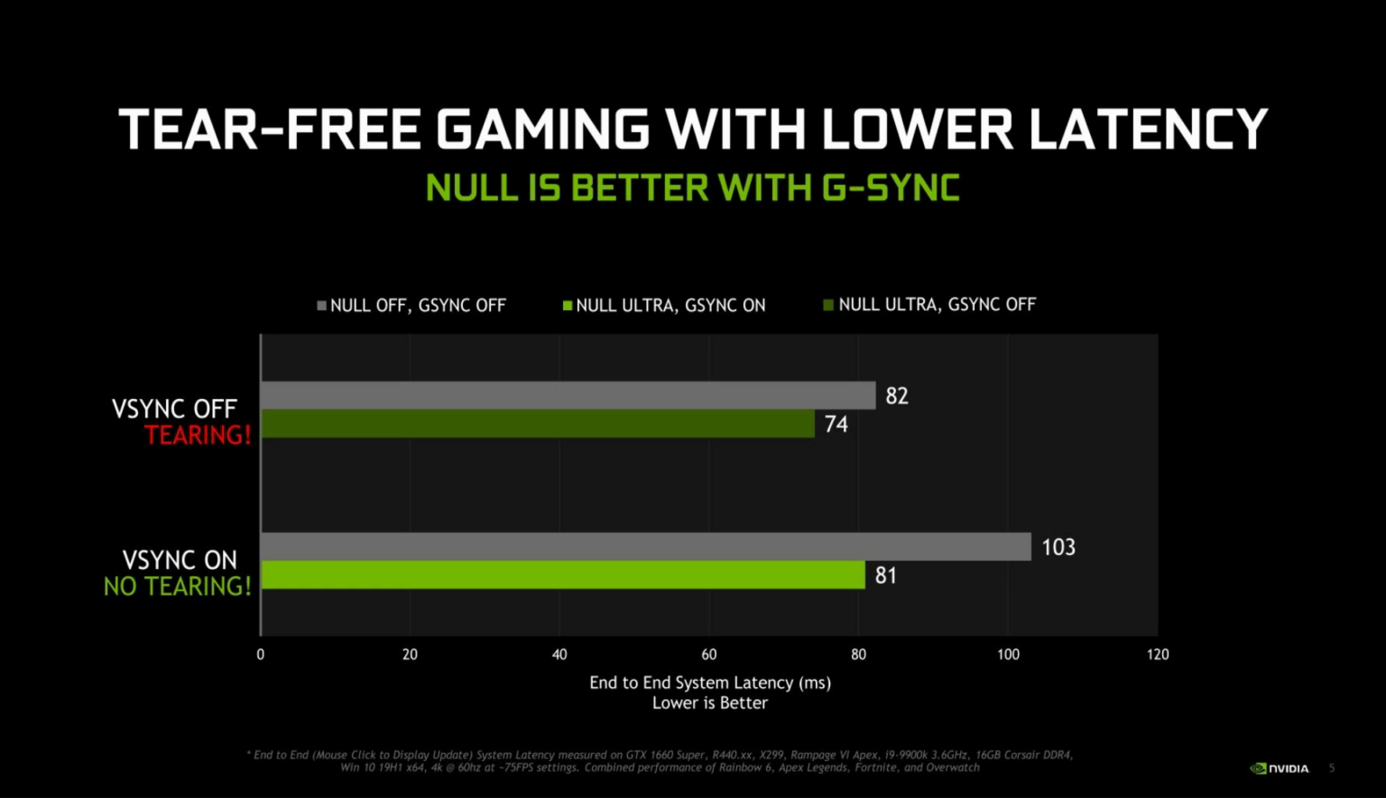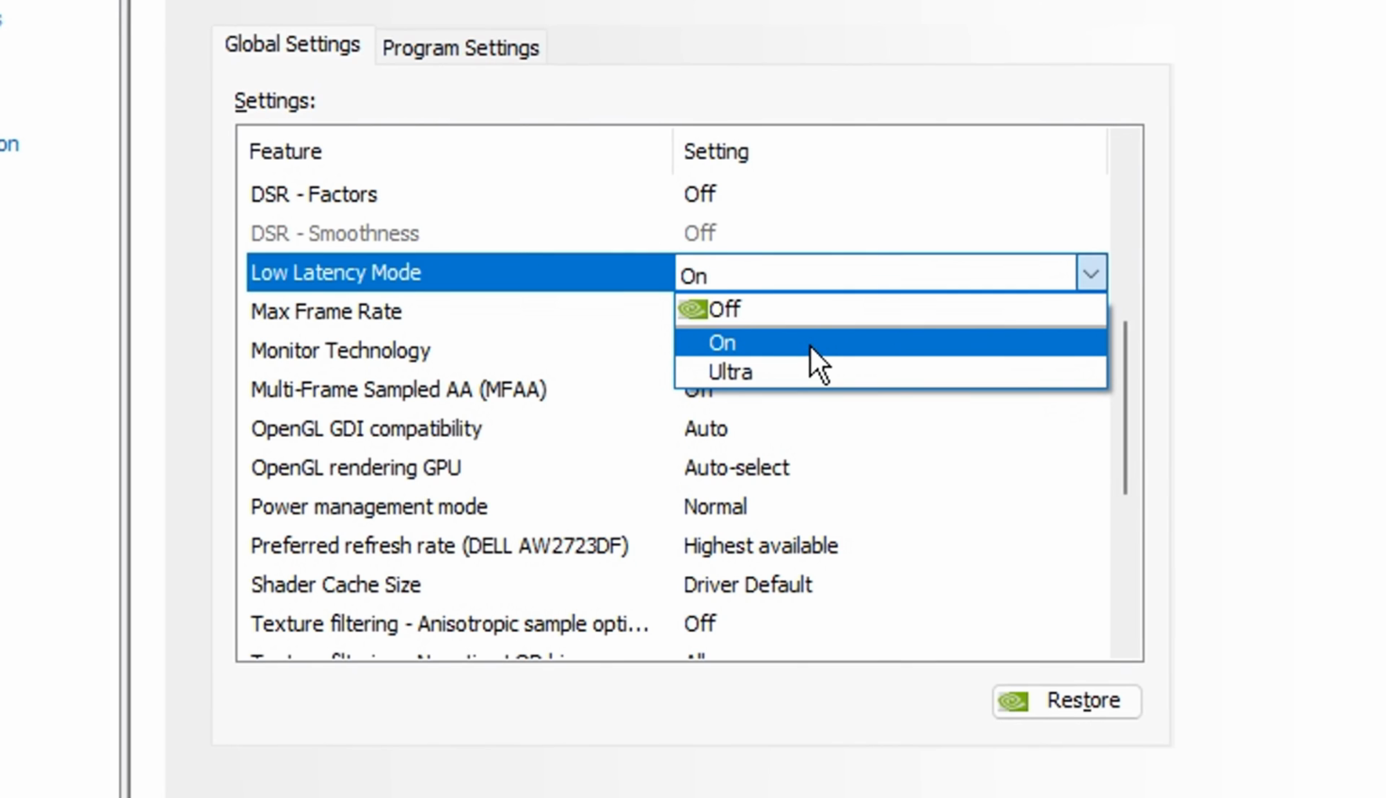Low latency mode can massively reduce latency in competitive games by removing the rendering queue between the CPU and GPU, resulting in lower system latency. I love this setting, so I keep it on. However, for my PC, Ultra lowered my frame rate, so I keep it on for that reason. You need to try it out and see what works for you.